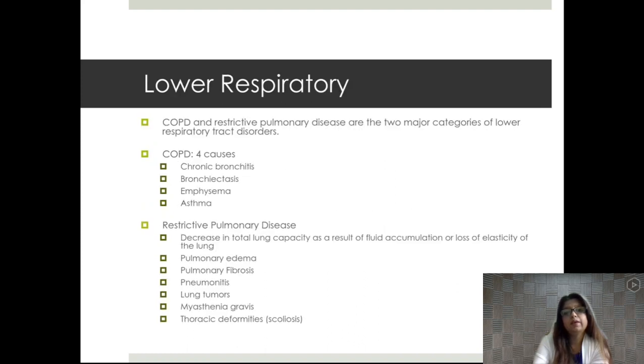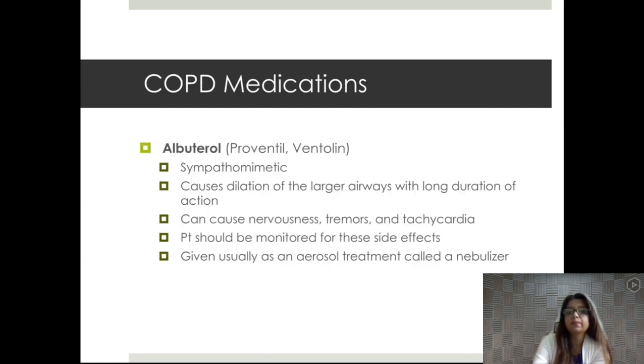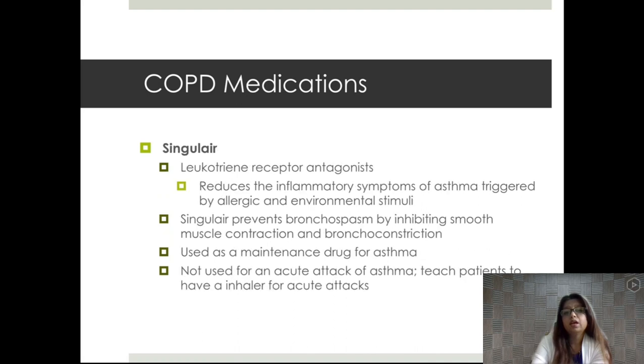For the lower respiratory tract, a patient might have conditions such as COPD, bronchitis, emphysema, or asthma. They could have edema in the lungs, inflammation, pulmonary fibrosis, cystic fibrosis, pneumonia, lung tumors, myasthenia gravis, and thoracic deformities. Albuterol, we were talking about, is a bronchodilator and a sympathomimetic, so it will open the airways, but it could cause tachycardia. Heart rate might go up. It could cause nervousness, tremors, and tachycardia, so the patient might need to be monitored for these side effects.